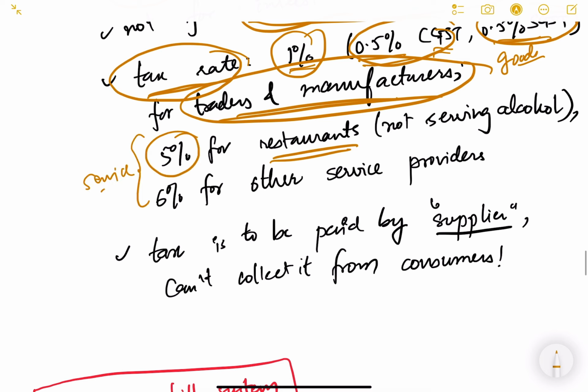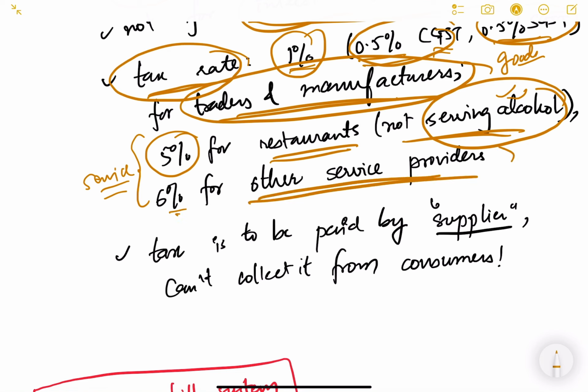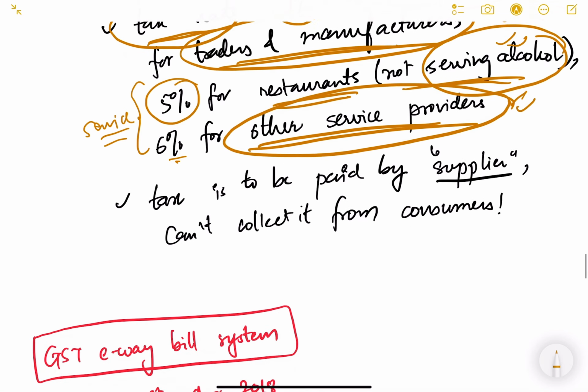Okay, for services there are two rates. For restaurants it is 5%. Restaurants again which are not serving alcohol. Okay, this restaurant should not be serving alcohol. If they are serving alcohol, then they will automatically fit into the regular GST. They are not eligible. And 6% for other service providers. Okay, 6% for other service providers. So these are the two rates for service providers.